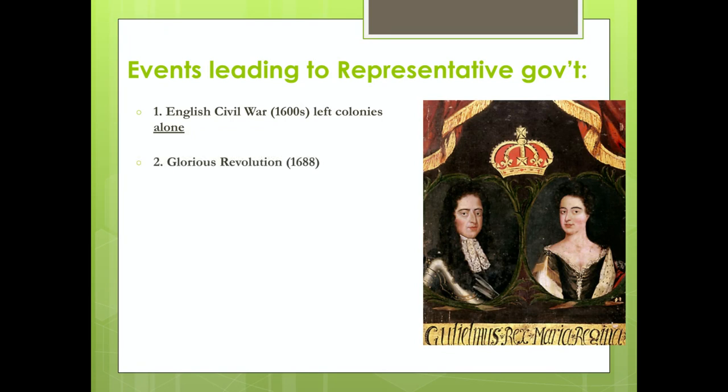The second important event that happens in England is the Glorious Revolution, which took place in 1688. This is where the King of England was removed bloodlessly, and you're going to get two figures that are going to take over, and that's going to be William and Mary. And the only way that they could gain power was by agreeing to a constitutional monarchy where they were going to share power with Parliament.